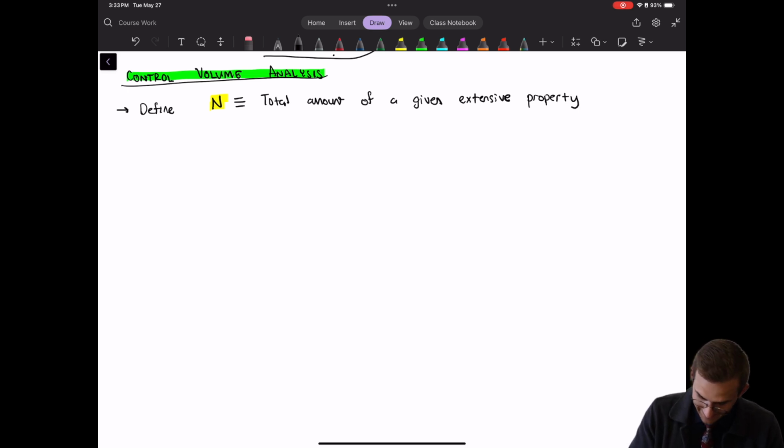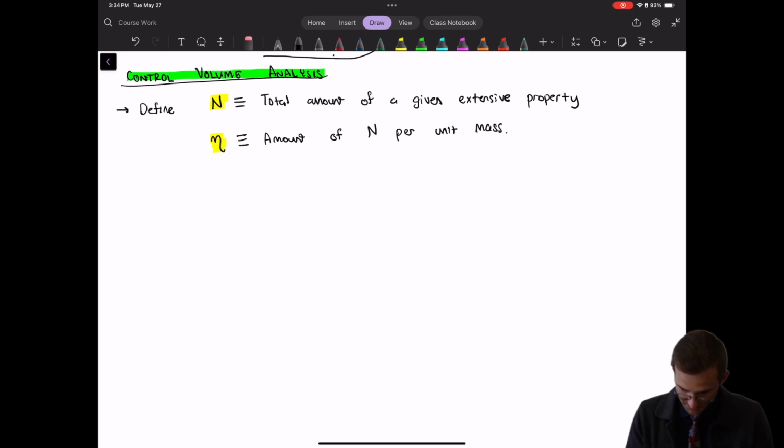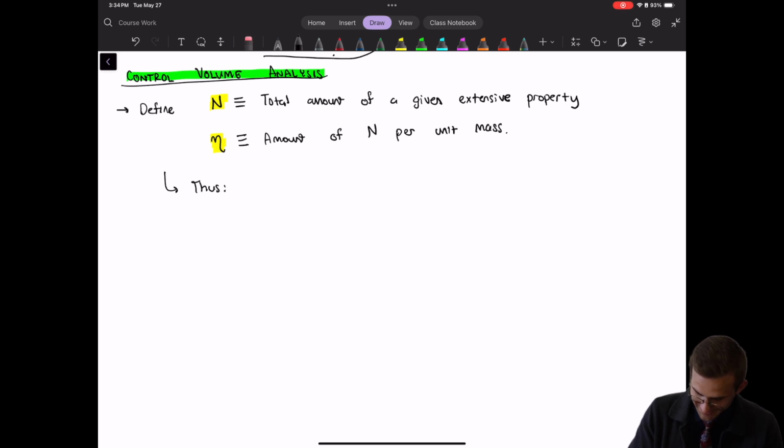Okay? And then eta is going to be defined as the amount of N per unit mass. Okay? And so, putting that together, we can express N as an integral of eta over the control mass. So, say this is like some sort of volume integral here, where we're integrating eta dm, okay?